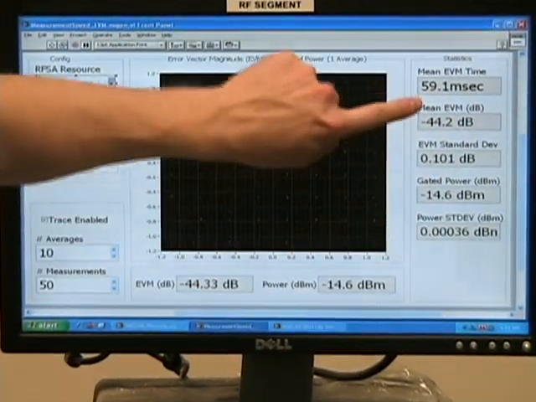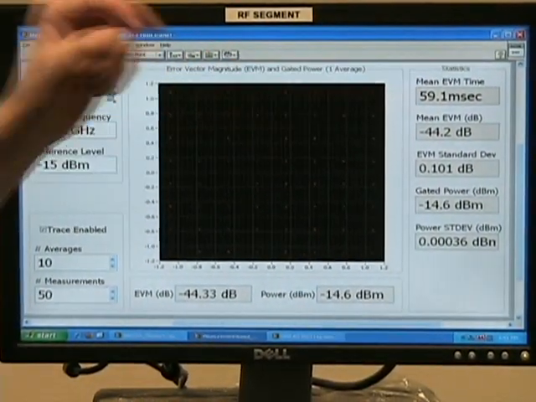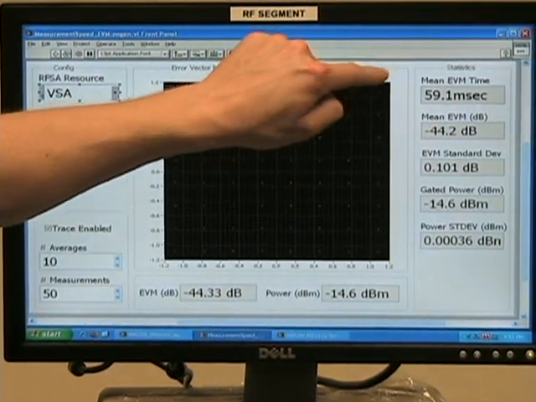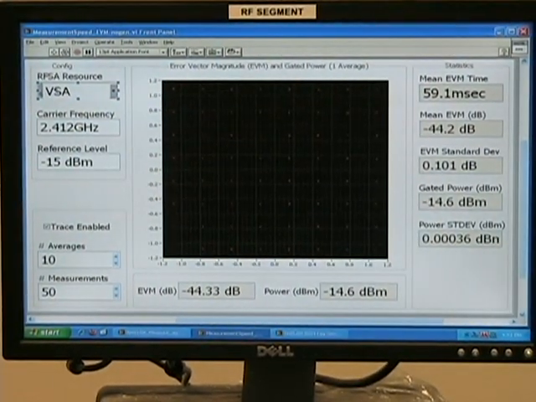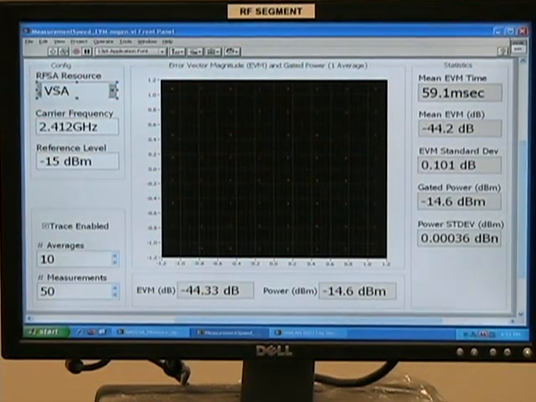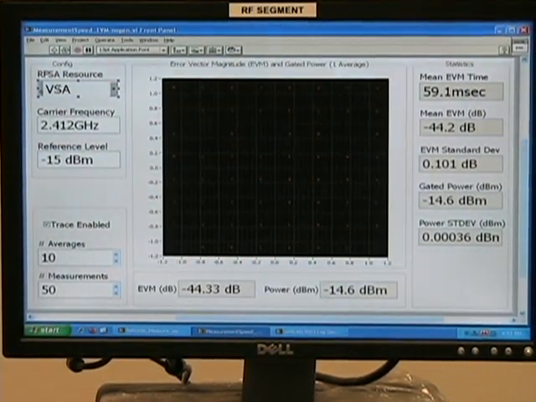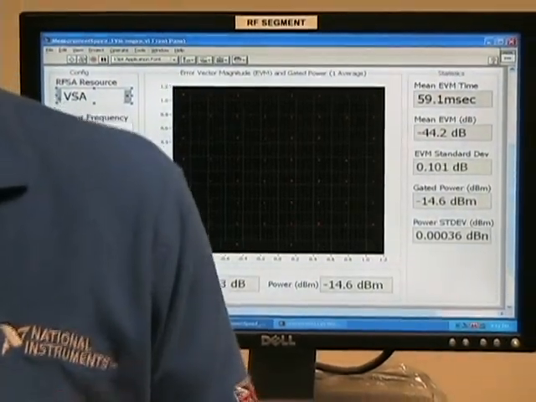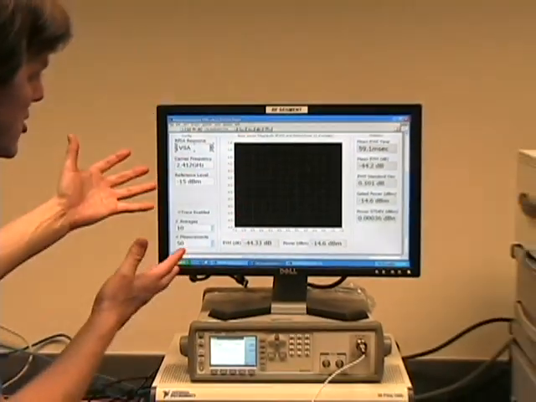If I look at my statistics, the mean measurement time for each measurement was 60 milliseconds. That's almost 8x faster than the N4010A. In addition, my mean EVM was negative 44 dB, which is about a 6 dB improvement against the N4010A. So what this measurement benchmark shows us is that PXI instruments, based on the Wireless LAN measurement suite, allow you to perform wireless LAN EVM and even spectral measurements significantly faster than traditional boxes.